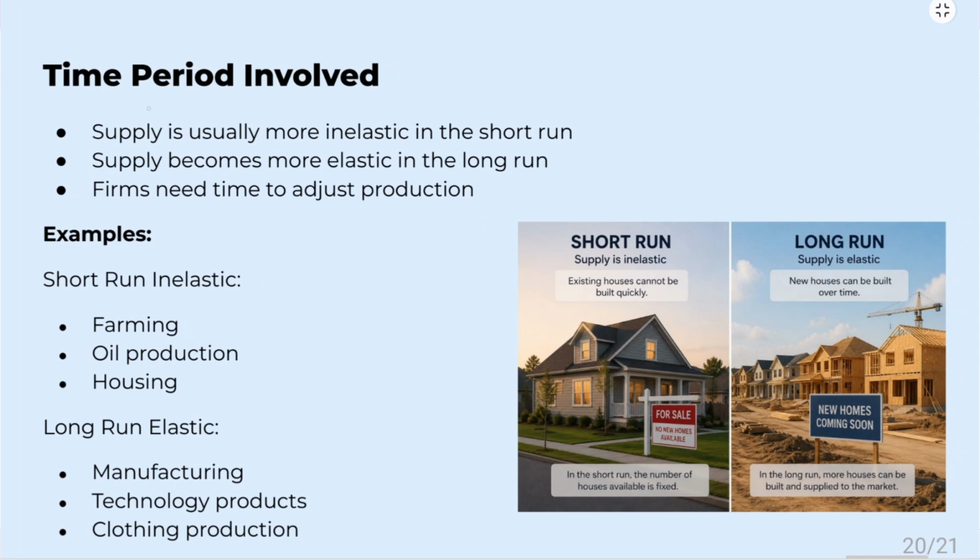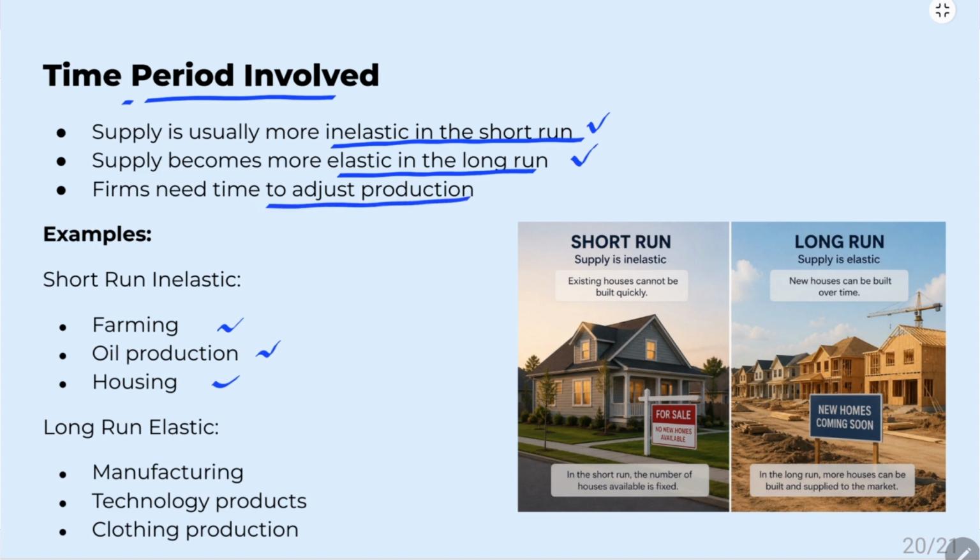Time period involved. In the short run, supply is usually inelastic because firms need time to adjust production and resources. Industries like farming, housing, and oil production cannot quickly increase output immediately after a price rise. In the long run, supply becomes more elastic because firms have more time to expand production, hire workers, and invest in machinery. Manufacturing and clothing industries are often more elastic in the long run because businesses can gradually increase output over time.